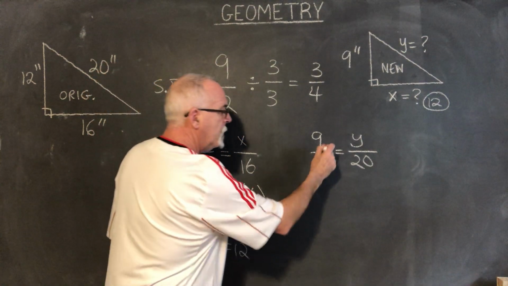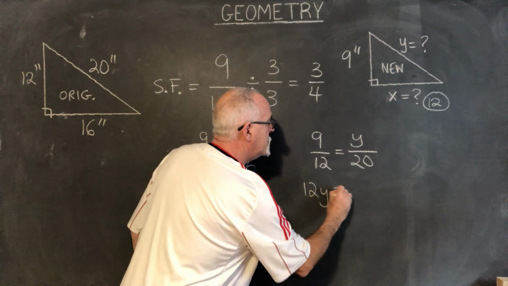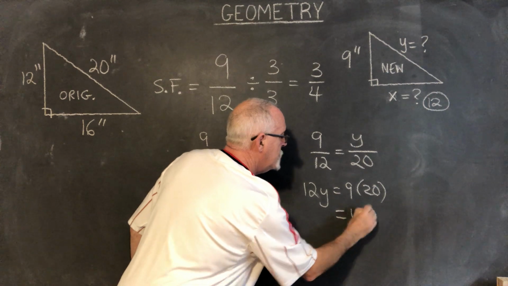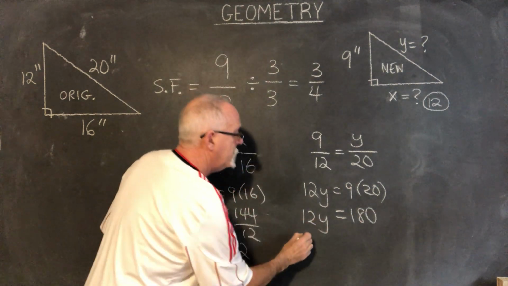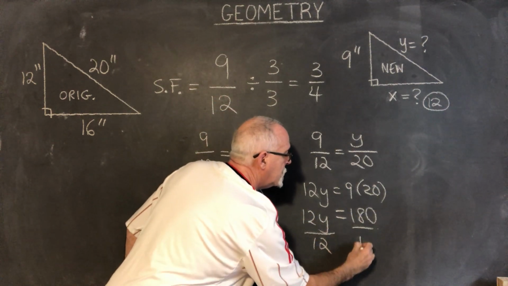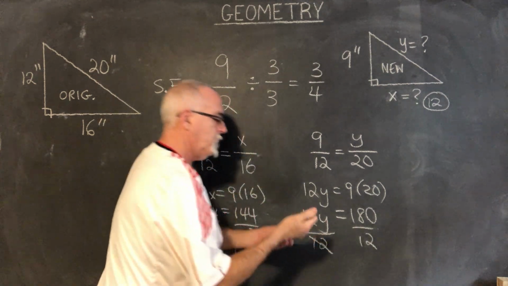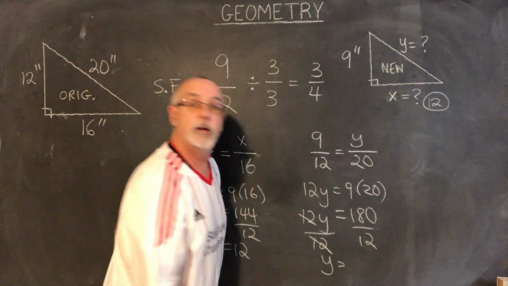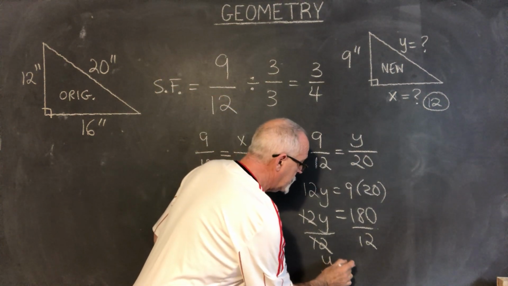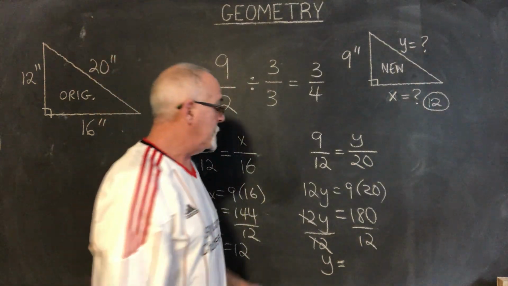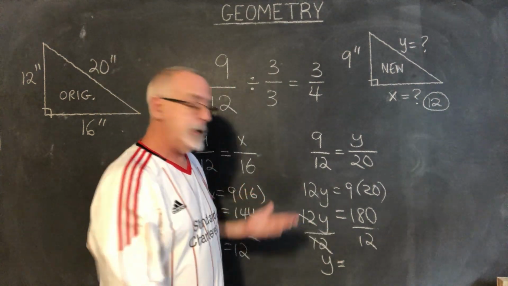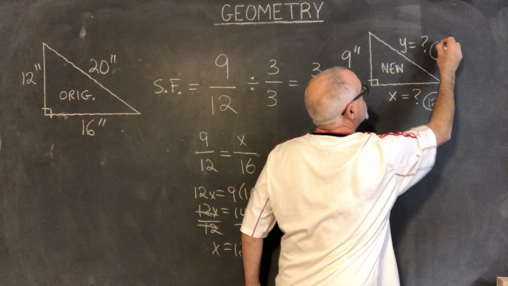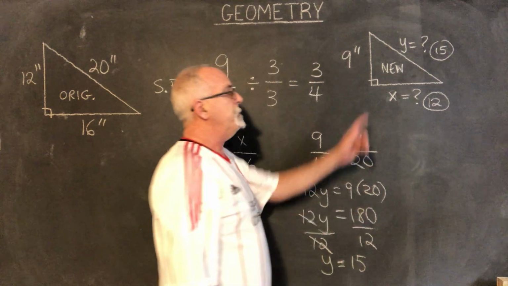Okay, cross multiplying, 12 times y is equal to 9 times 20. 9 times 20 is 180. 12 times y equals 180. If I divide both sides by 12, these cancel. More chalk, please. And 180, y is isolated. Is that fitting on my video rectangle? Y is isolated, yes it is. 180 divided by 12 is 15. So that means y is 15. I found both missing side lengths.